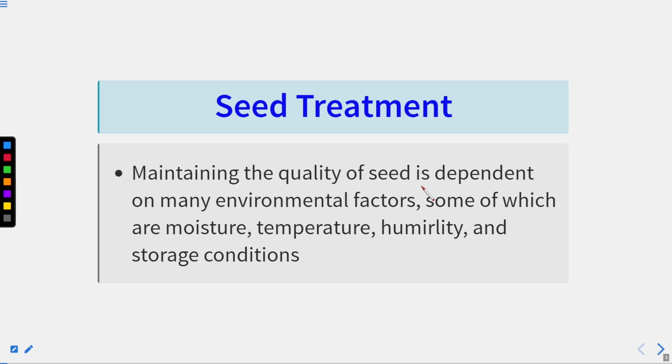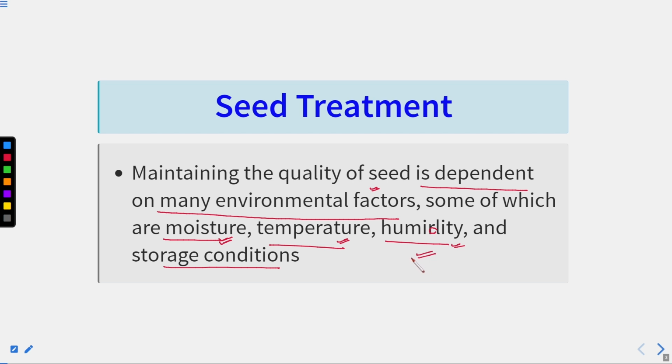Maintaining the quality of seed is dependent on many environmental factors, some of which are moisture, temperature, humidity, and storage conditions. Moisture is one of the very important factors that can affect the seed, right? The quality of the seed gets affected by the moisture, temperature, humidity, and storage conditions. So this is the humidity.